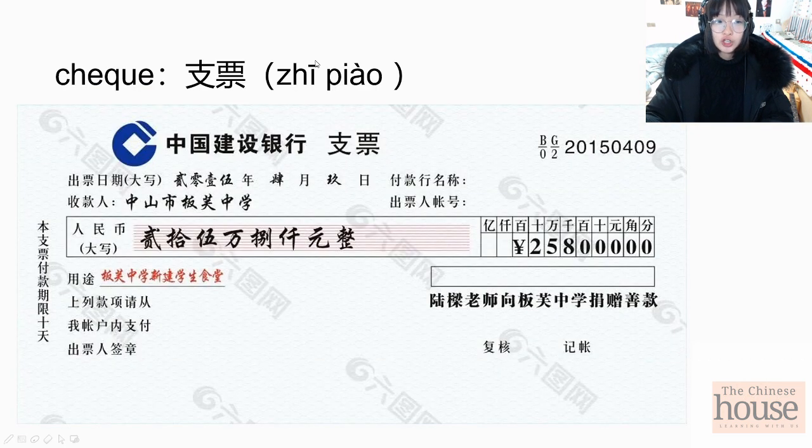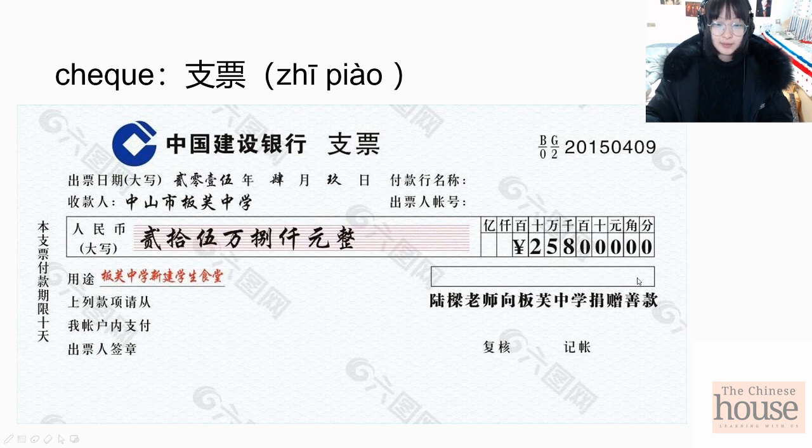Then this is check. We call it 支票. This is the traditional Chinese character. It is kind of hard. It's only used widely in Taiwan and Hong Kong. So we can just leave it alone.